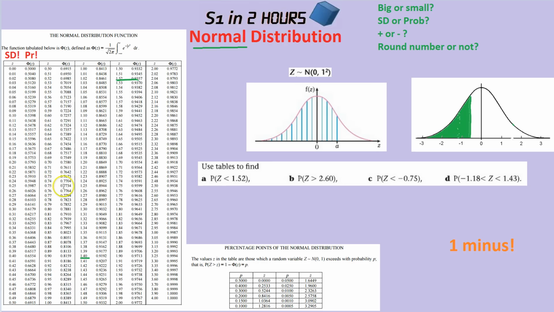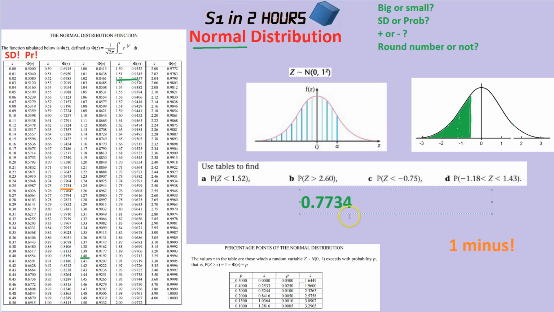Now let's look up 0.75 in the table. The probability is 0.7734, right here, 0.7734. Now let me ask you a question. Have we just worked out, by looking at that number, the green bit or the white bit? I'll let you think about that. We looked up 0.75 in the table and we got this probability.